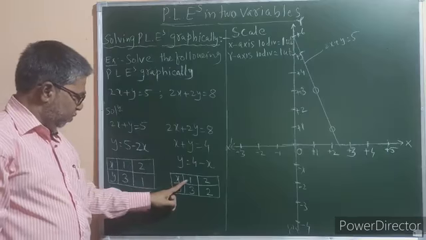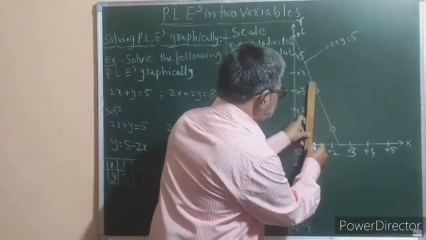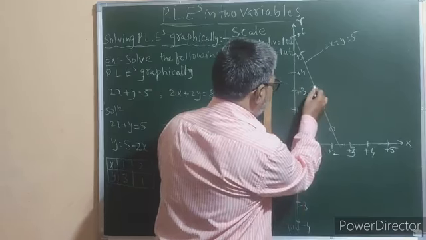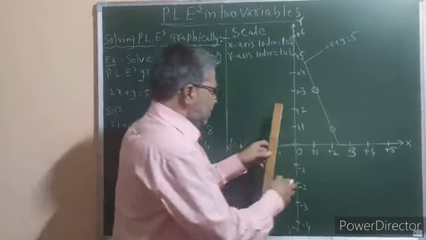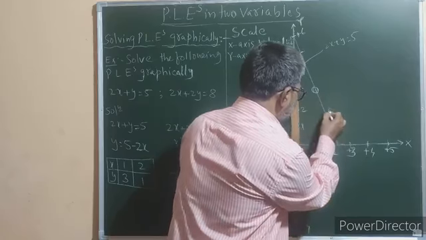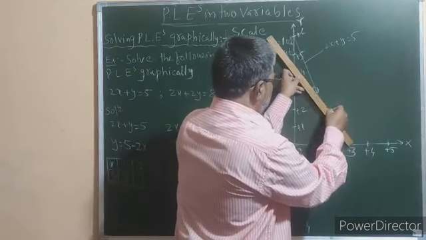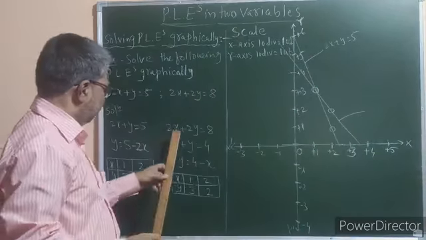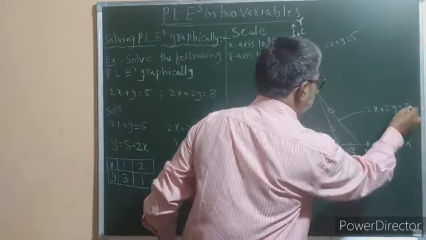Now the second equation's first ordered pair is (1, 3). 1 is here, 3 means you have to go vertically upwards. That point we already have on this line. Okay, then (2, 2). 2 is here, then go vertically upward till you get 2 towards the right side. So this and these two are the points. Draw a line passing through these 2 points. This is the line, or the graph, of the equation 2x plus 2y is equal to 8.